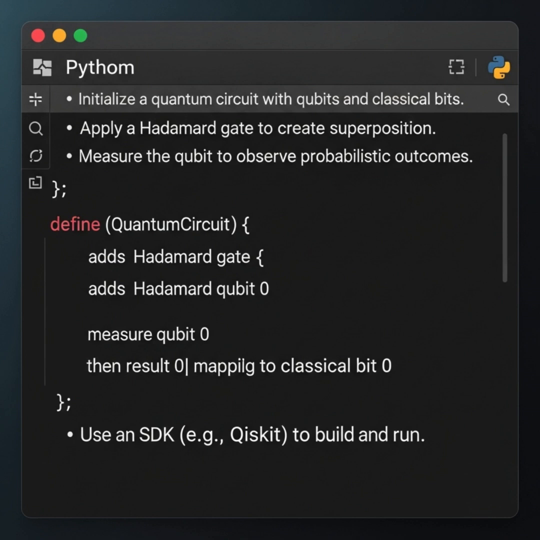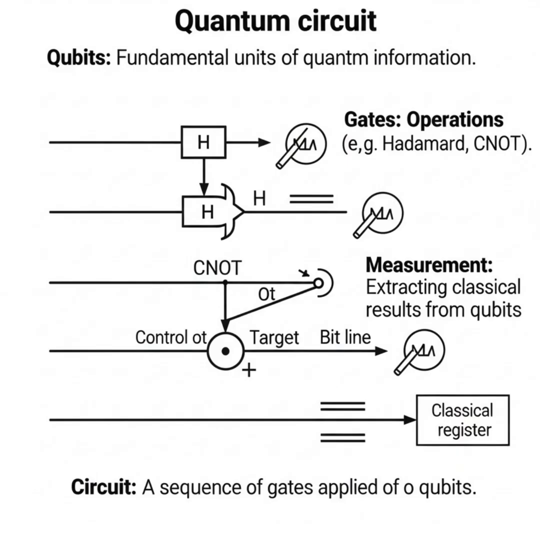Now, let's get a conceptual feel for building a simple quantum circuit in Python. Imagine we want to create a superposition. First, we'd initialize a quantum circuit with, say, 1 qubit and 1 classical bit to store our measurement result. Next, we would apply a Hadamard gate to that qubit. This critical gate places the qubit into a superposition, meaning it's simultaneously in both 0 and 1 states.